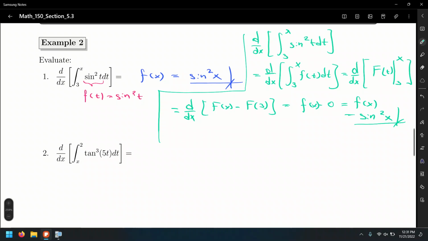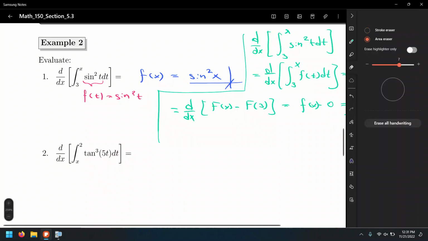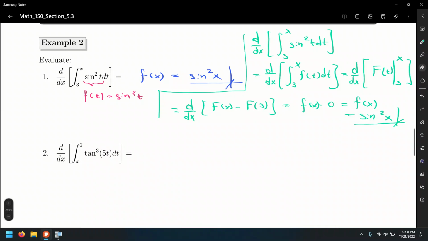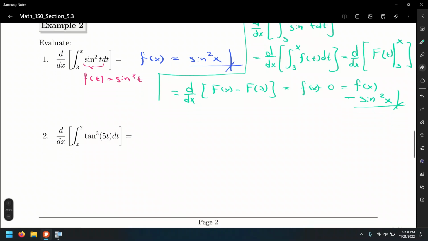Number 2, the derivative of the integral from x to 2 of tangent cubed of 5t. And again, let me tell you guys, we don't have the tools to evaluate that integral, but you guys will have them next semester in Calculus 2, sometime after the first month when we get to the methods of integration, that is, trigonometric integration. You'll see, it's a lot of fun.